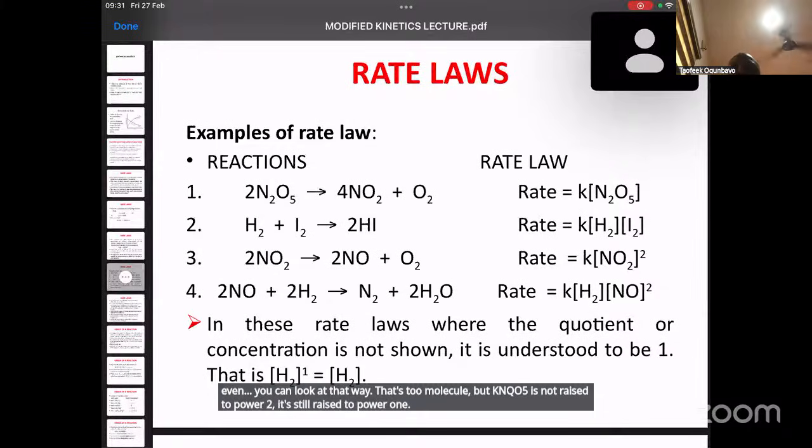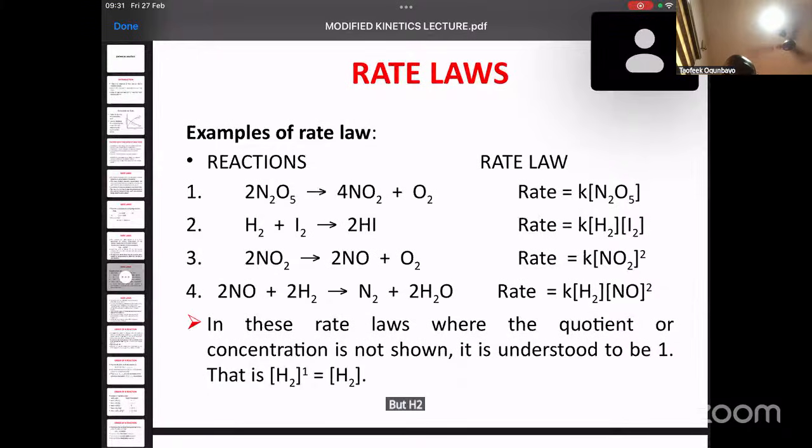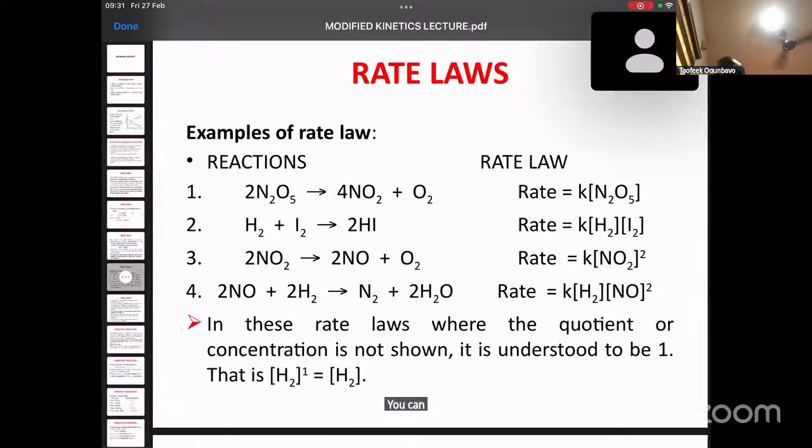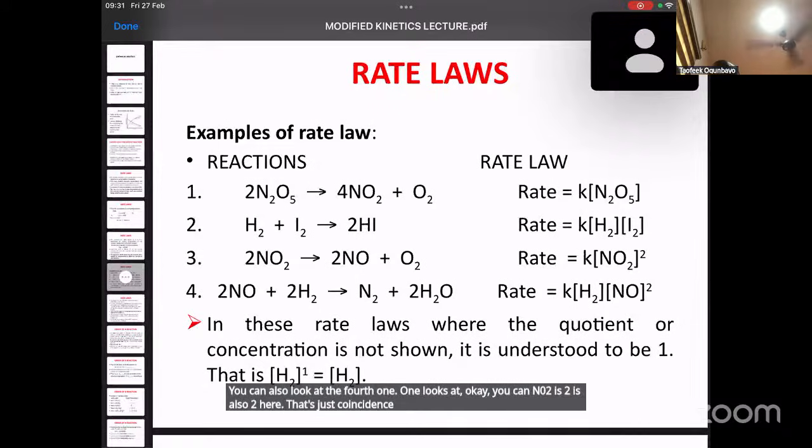But hydrogen plus iodine, those ones are raised to power 1. It's just by coincidence. It doesn't mean that they are the same thing. That one is just plain coincidence. It doesn't mean that molecularity is the same thing as order of reaction. And you can also look at the third one, which is also coincidence. You can also look at the fourth one. NO2 is 2, and it is also 2 here. That's just coincidence. And you can look at hydrogen, it's just 1, while it is 2 in molecularity.